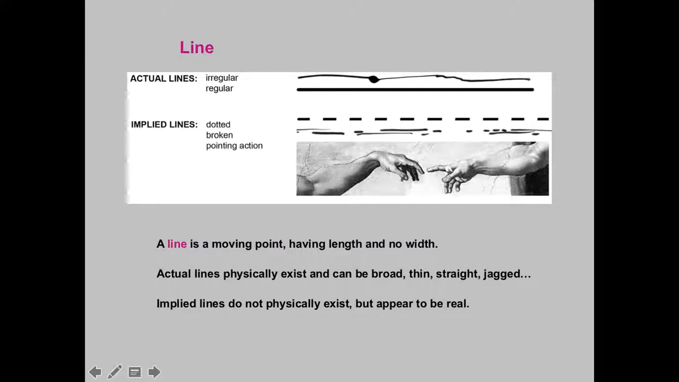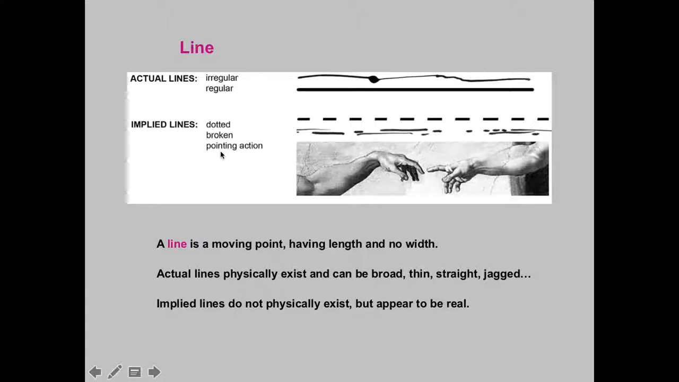A line is basically a moving point having no length or width. Now, a line in math has a slightly different description. A line in art can be a lot of different things, and they don't always have to physically exist. We could call this dotted line a line, and a finger pointing to another finger is a linear part of a piece, so we call that a line, even though there is no line right there, just the outline of the fingers if you want to get technical. There are different types: irregular, regular, and implied lines, which can be dotted, broken, or a pointing action.